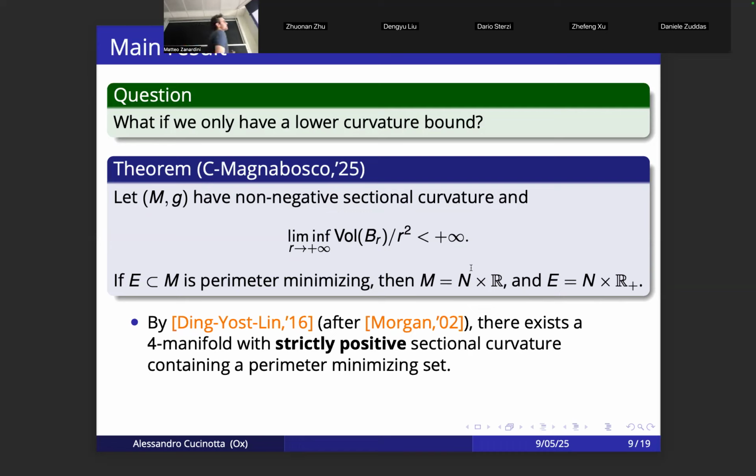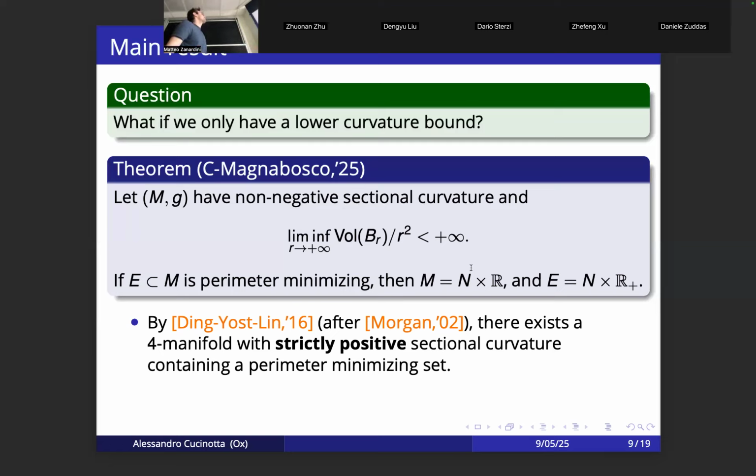So the non-trivial fact is that if we remove the volume assumption, also in that case, the theorem fails. And as I was saying, this is by Ding, Gios and Lin. So there exists a four manifold, which is not a product, and which contains a perimeter minimizing set.